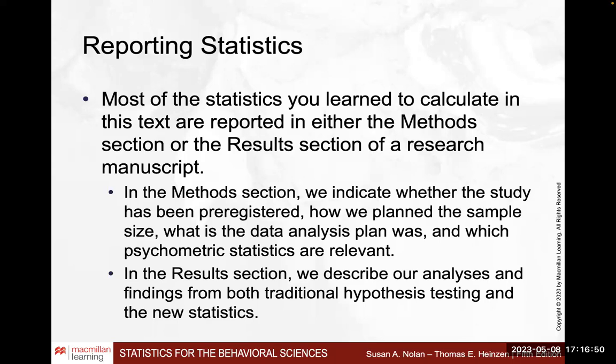And then in the results section, you describe your analyses from both traditional hypothesis testing and the new statistics. What does that mean? New statistics, remember: always present effect sizes and also always present confidence intervals. So you always need to have some estimate of variability in your data to make this as transparent as possible.